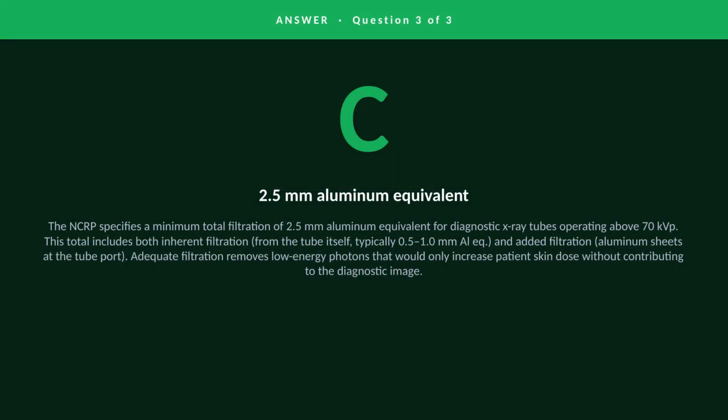The answer is C. 2.5 millimeters aluminum equivalent. The NCRP requires minimum total filtration of 2.5 millimeters aluminum equivalent for diagnostic X-ray tubes operating above 70 kVp. This total includes inherent filtration from the tube itself, typically 0.5 to 1.0 millimeters, plus added filtration at the tube port. Adequate filtration removes low-energy photons that add only patient skin dose.